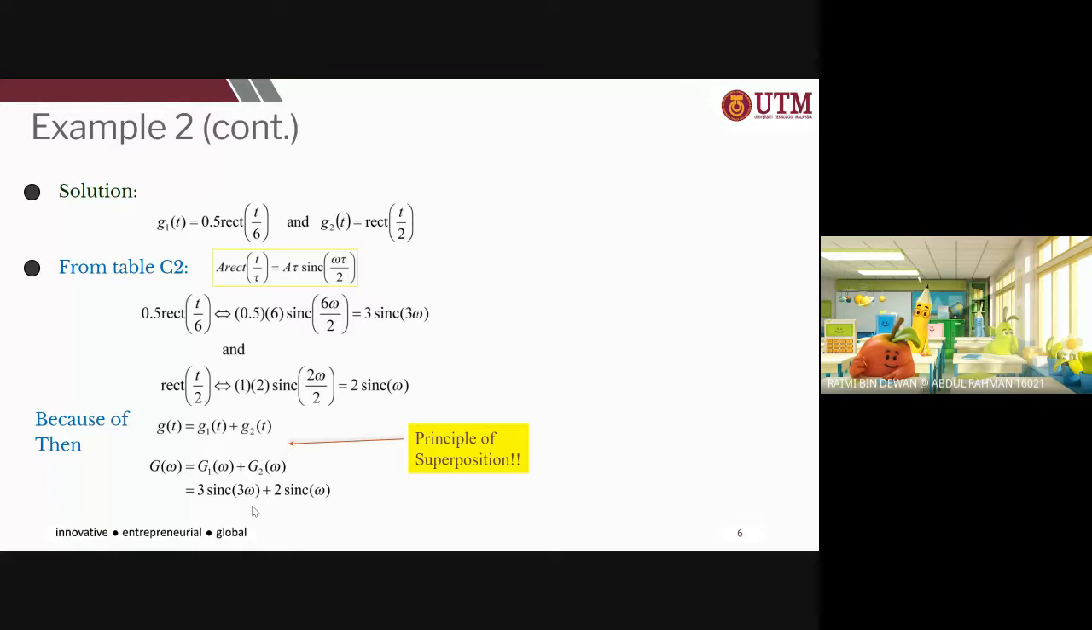You can rearrange this to your convenience, or for better, let's say the question asks you to sketch. So this one, 2 sin omega, put in front, and then this one put as the second one because this one is 3 omega. Put in order, just to avoid making mistakes when sketching.